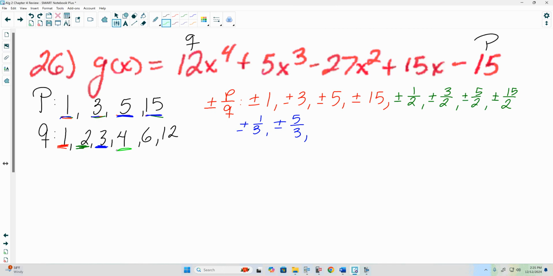And I'm going to move on to 4. So we have 1 over 4. So we have plus or minus 1/4. And 3 over 4. 5 over 4. And lastly, 15 over 4. Will be our last one with that.